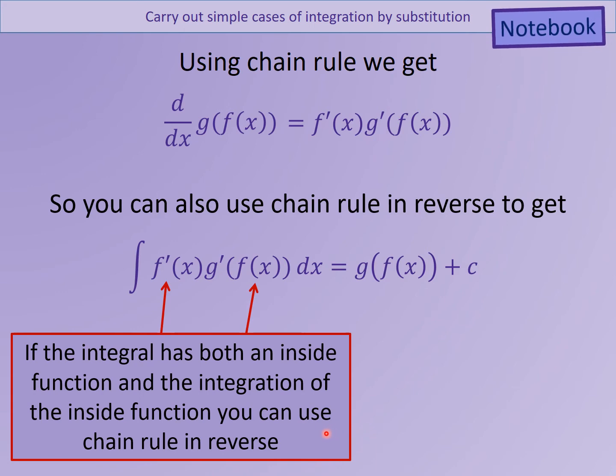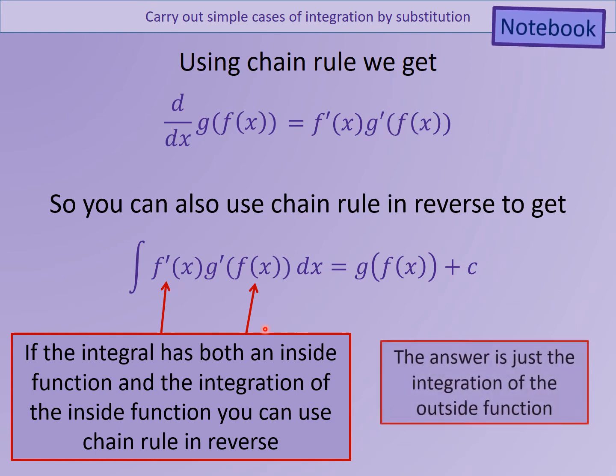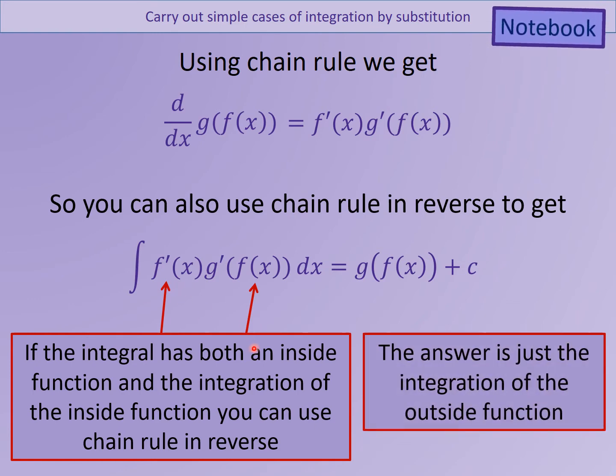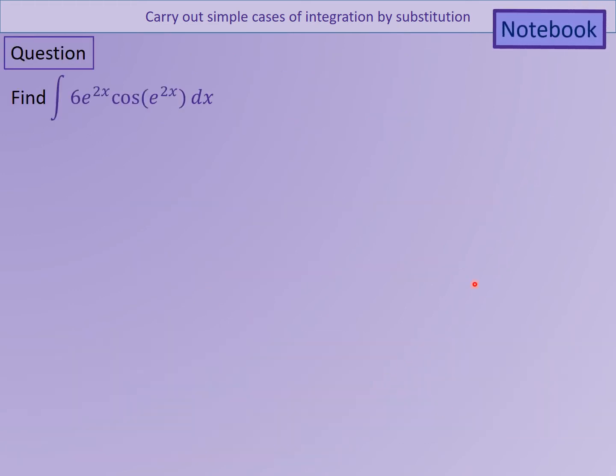So if the integral is both the inside function and the outside, then we can use chain rule in reverse. That's the key thing that you're looking for, that you have an inside function and a function on the front of it, which is the integration of it. Then we can use the chain rule in reverse. So yes, the answer will be just the integral of the outside part. So we look at an example because that'll make it a bit easier.